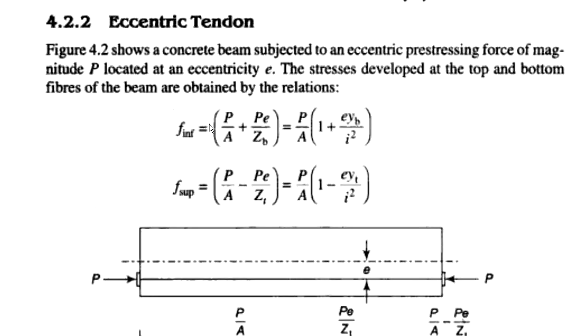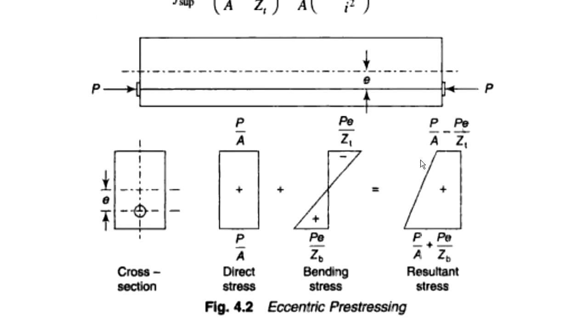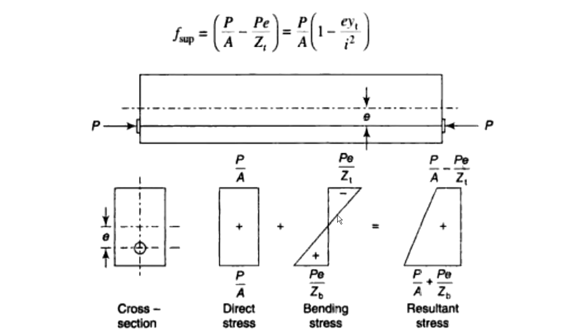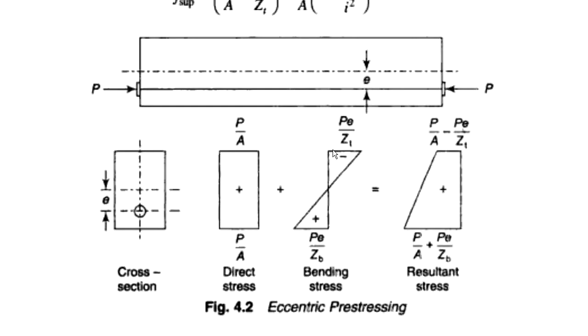You can see over here the regular pre-stressing stress, that is P divided by A, plus the moment which is going to get induced due to the eccentricity. That can be better understood by this particular figure. The cross section is like this. Direct stress is P by A. Bending stress is PE divided by ZB. At the top and bottom we are going to study later, but combining these two, the resultant stress acts as the pre-stressing force. Now if we consider these bending stresses, at the top there will be a tension zone, and at the bottom there will be a compression zone.